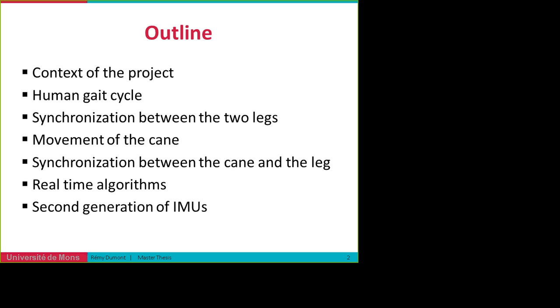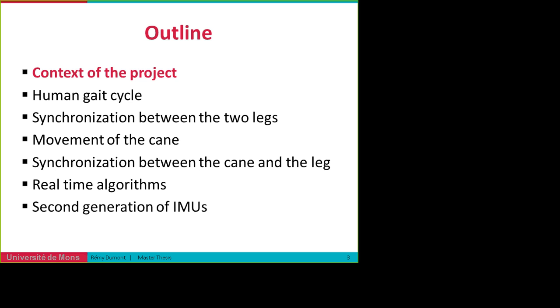So here is the outline of my presentation. First, I will introduce the context of the project. Then I will talk about the human gait cycle, and especially about the synchronization between both legs. Then I will speak about the movement of the cane and the synchronization between this movement and the leg movement. After that, I will introduce the real-time algorithm that we developed to do that. And finally, I will speak about the second generation of IMU that we have developed.